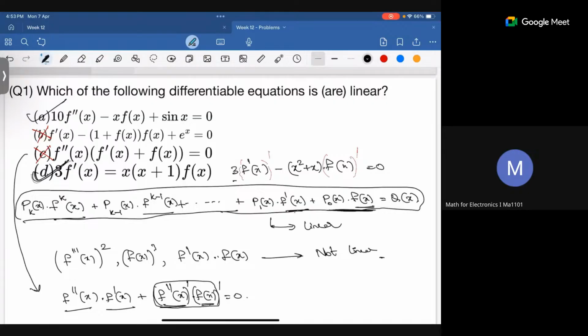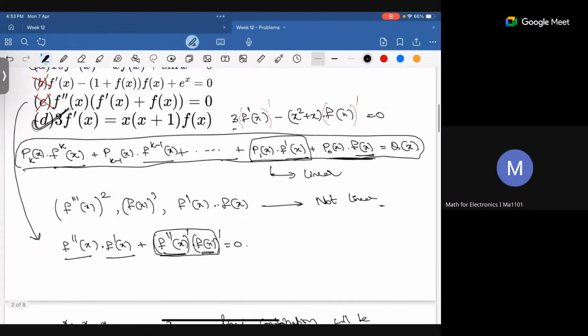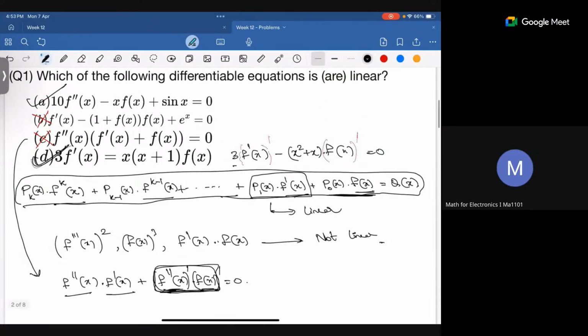Same like f prime of x also. f prime of x will appear only once, right? But here, if you see f of x and f double prime of x, this term has both together, which makes it non-linear. So option C, that is why it is non-linear.